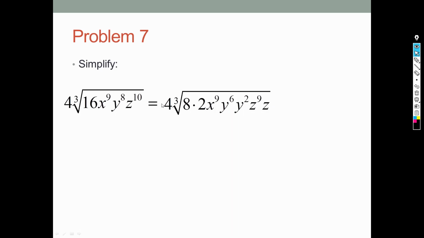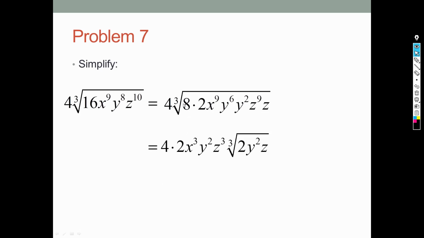So all the powers that are divisible by 3 are perfect cubes. Obviously 8 is 2 to the 3rd, so 3 does go into 3. So 3 goes into 9, it goes into 6, it goes into this 9 over here. So those will come out of the radical. The 2, the y squared, and the z will stay. Those are not perfect cubes.